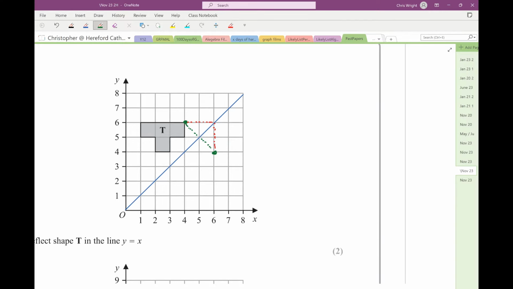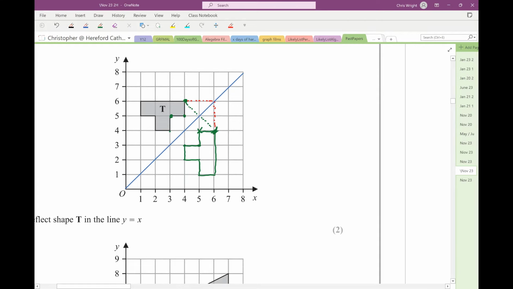I'm going to stick to my green method. So that point's there, right? This point, half a diagonal and another half a diagonal brings me to here. So there's that line. And then a whole diagonal from here. There we go. I'm getting how it's working now, I think. This point, half a diagonal, goes to here. Look at that. And at some point, you'll find that you can draw the rest of the shape. And there it is. Shape T reflected in the line y equals x.